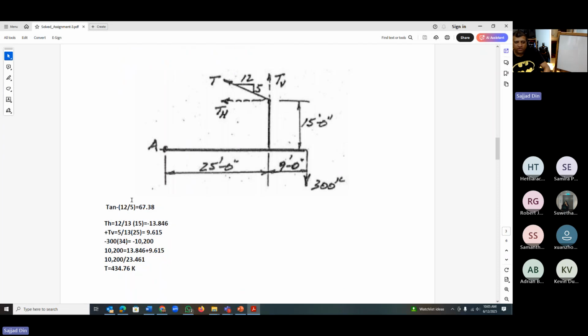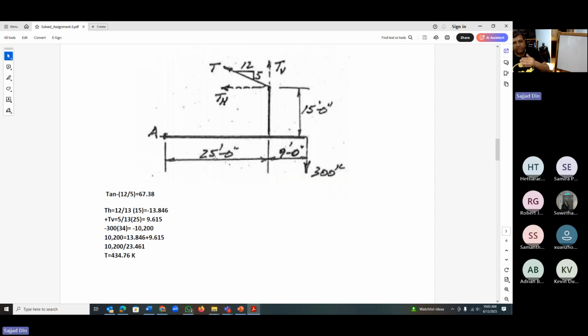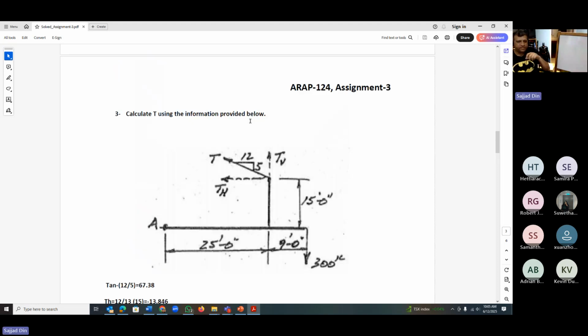And you can use the tangent formula to determine this angle here. So using that tangent formula, first determine a TV and TH, and then act like you've got 3 separate forces. The question is, what is the question? Calculating T using the information given.